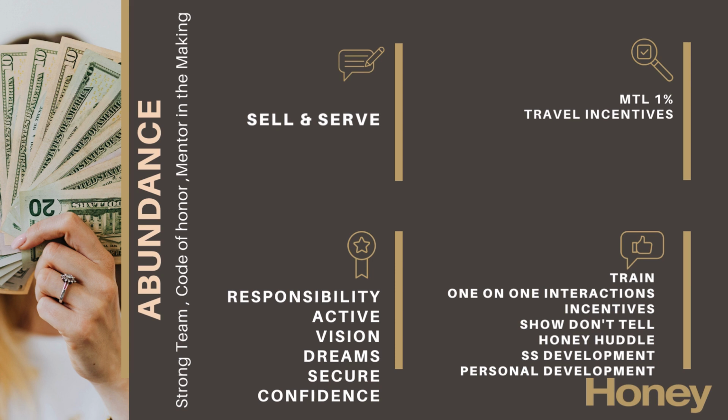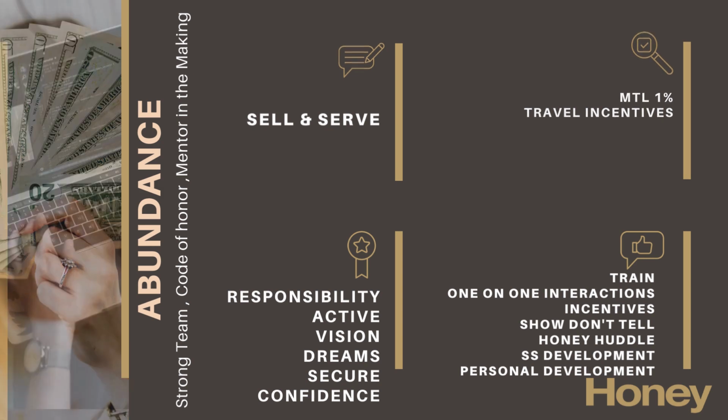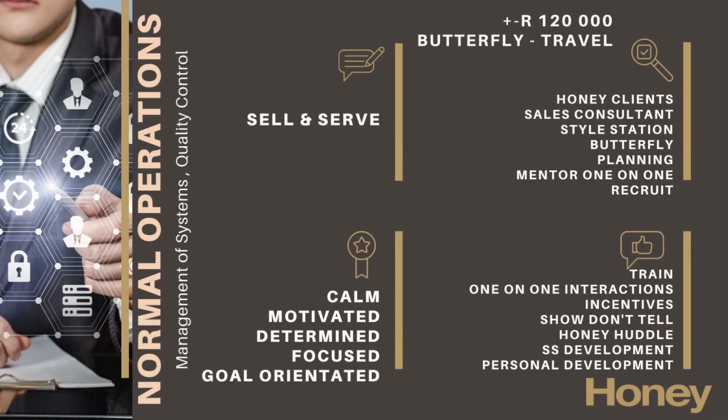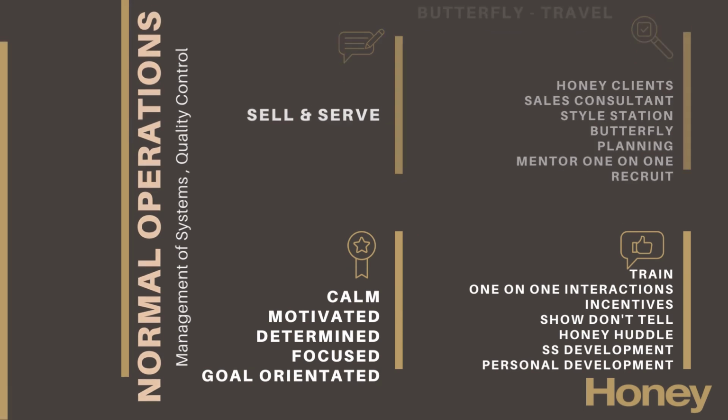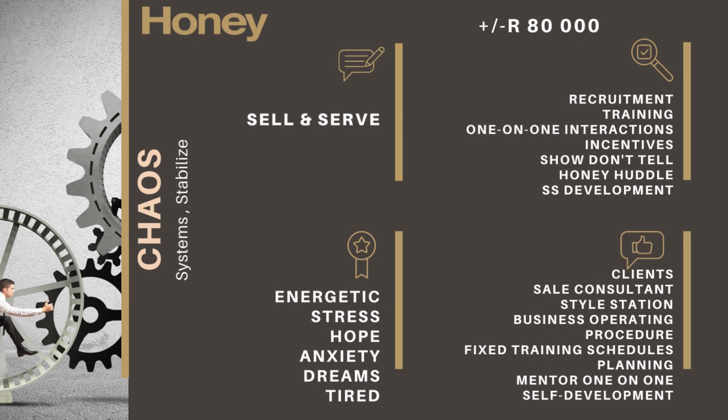Now, if I don't handle responsibility, if I don't activate my abundance, I can fall back. That's what I want to try and say. You can fall back from abundance. Let's say, for instance, you have really lost focus on your business. You fall back onto normal operations because the same systems that you had put in place previously are still there. You might just need to dust them off. You just don't want to fall back another one and fall back into chaos.